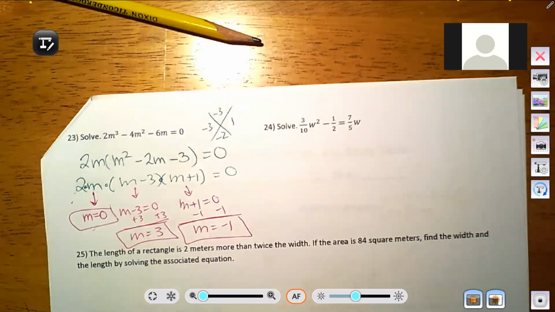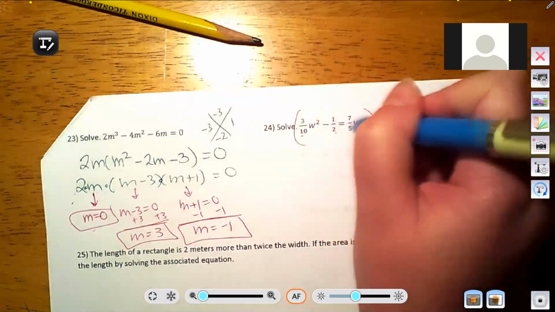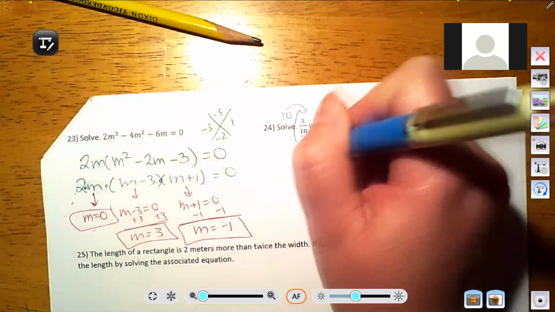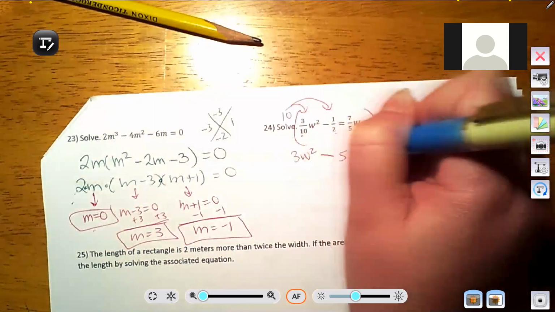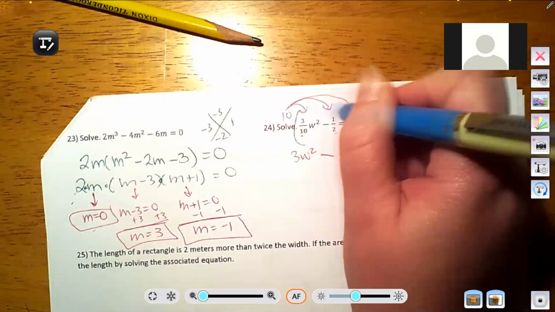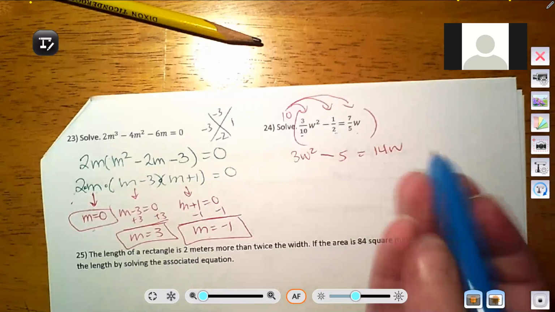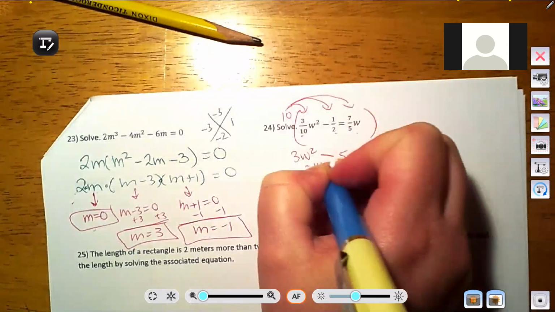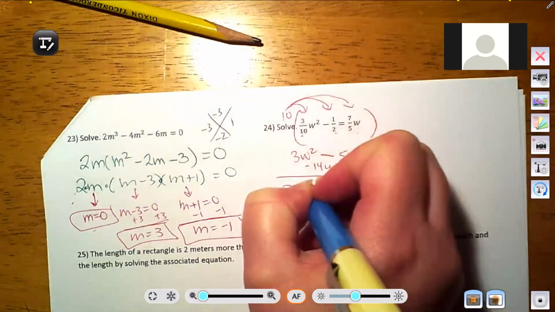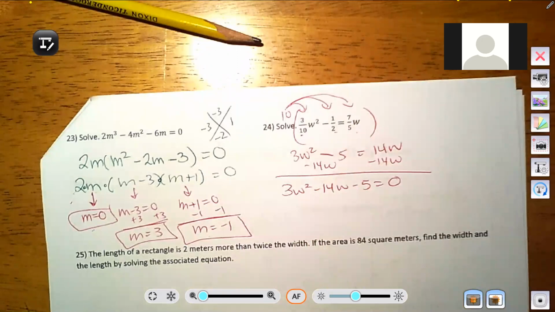The next one is just a reminder of how, again, to deal with fractions. Multiply by the LCD, 10. We'd have 3w squared minus 5 equals, that goes in 2 times, so 14w. And then get it equal to 0, so I'm going to subtract 14w. Then I'm going to factor.